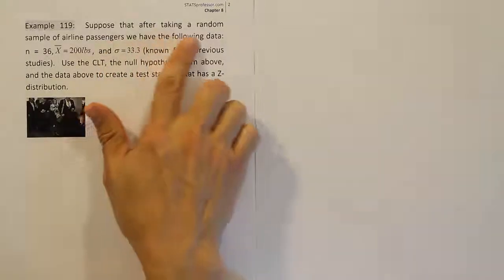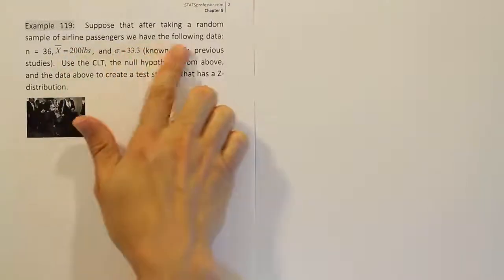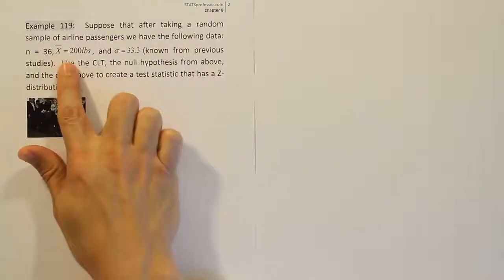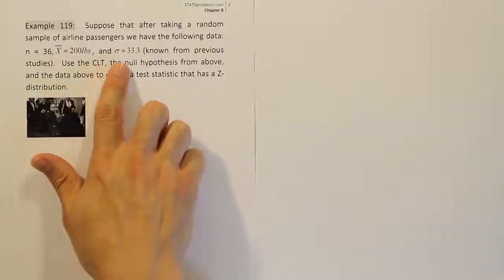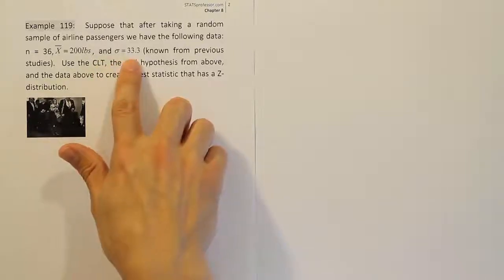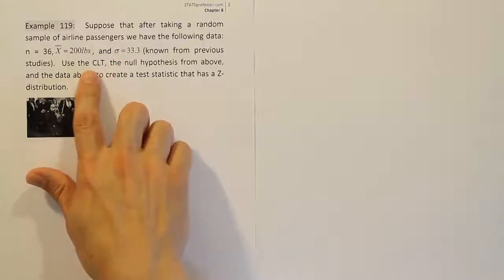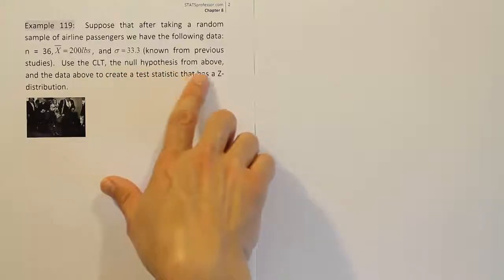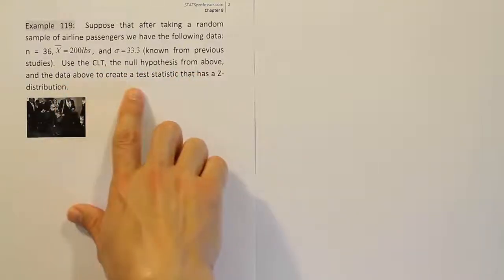Okay, example 119. It says, suppose that after taking a random sample of airline passengers, we have the following data. N is 36, X bar is 200 pounds. The standard deviation known from a previous study is 33.3. Use the central limit theorem, the null hypothesis from above, and the data above to create a test stat that has a Z distribution.